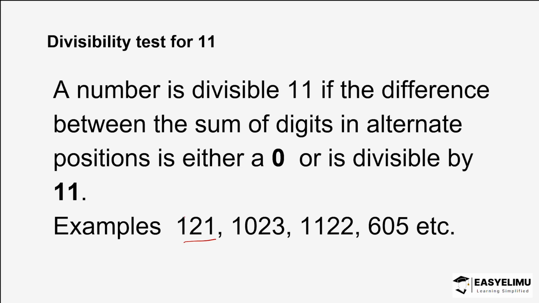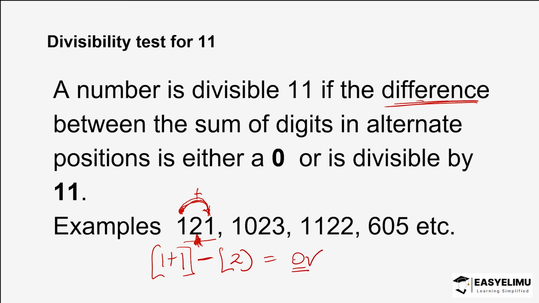For alternate positions, if you pick the first digit, that is 1, then you skip the next digit and move to the other digit. So you add 1 to 1, and then you subtract, because we are talking about the difference between the sums. You pick a digit, skip one, and go to the next. So you have 1 plus 1, and you are subtracting 2, and you can see that the answer is 0. If the answer is 0, then you know that number is divisible by 11.